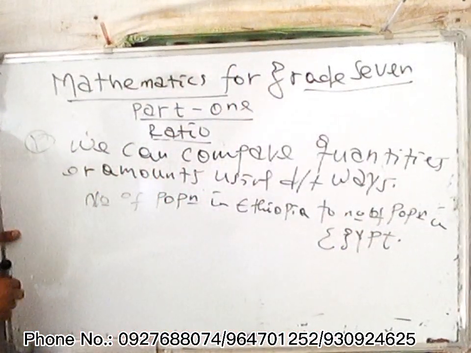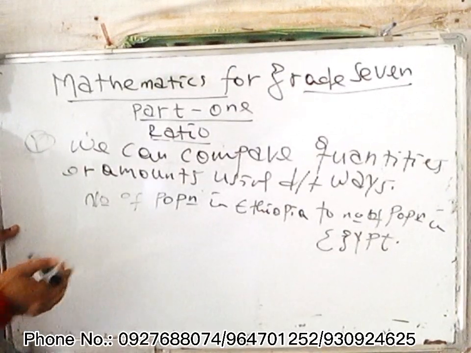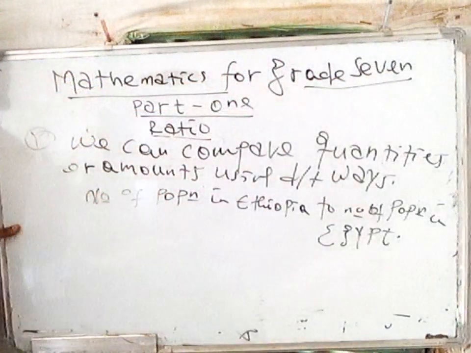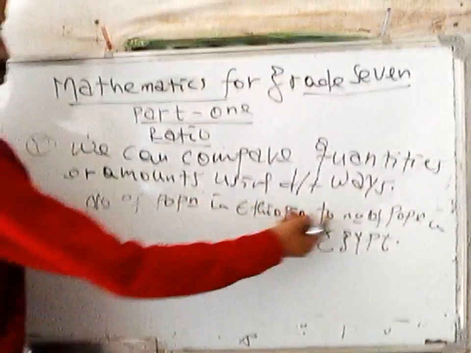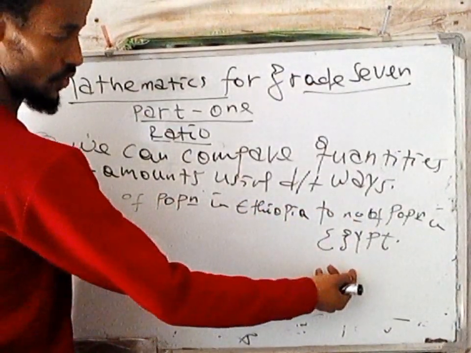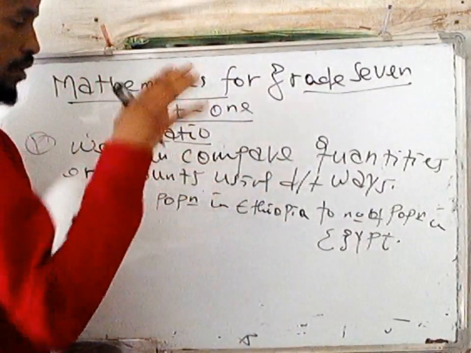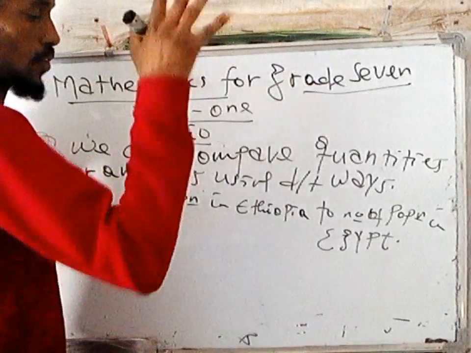In Africa there are more than 55 countries, so among them one is Ethiopia, the other is Egypt.